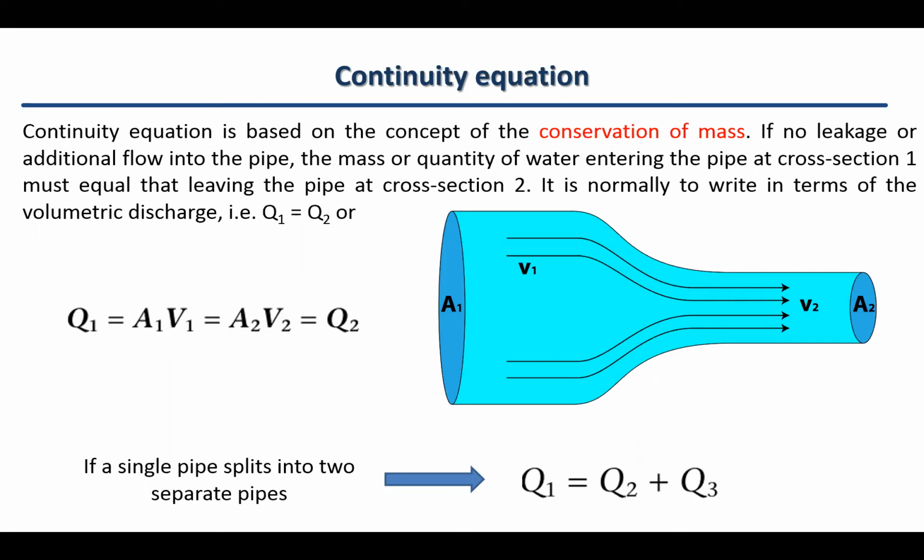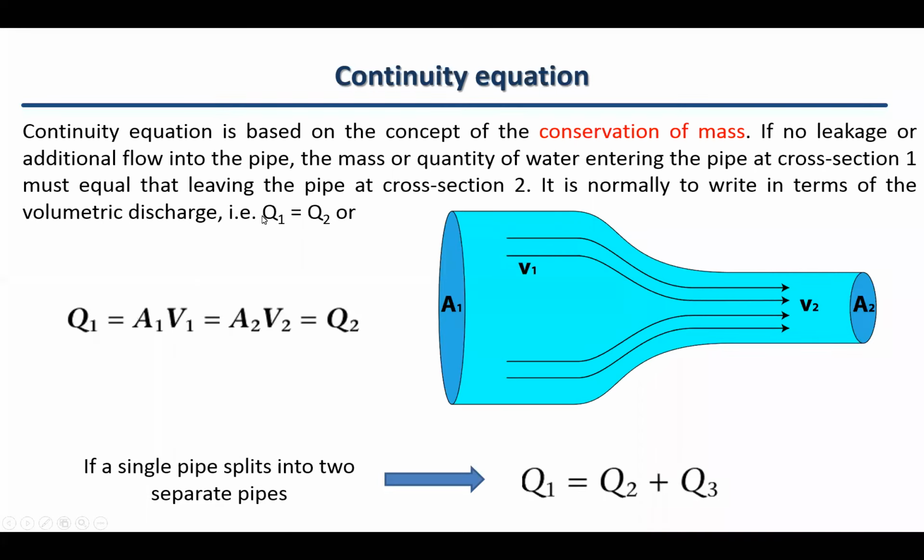within the system or additional flow coming into the pipe, the mass and the quantity of the water entering the pipe, for example at this section, point 1, must equal the amount of the flow exiting the pipe, for example at point 2. So with this relationship, we can easily write that Q1, the flow rate or flow discharge at point 1, is equal to the flow discharge at point 2, assuming that we don't have any water loss in between and no additional water comes in between these 2 points.